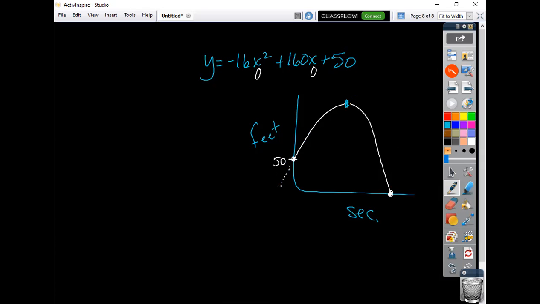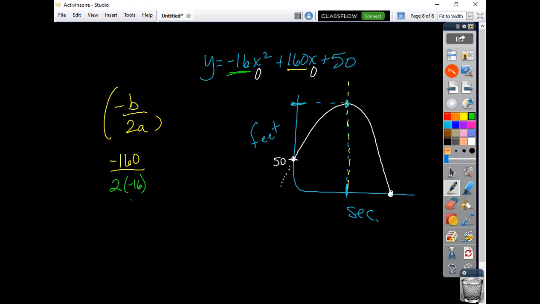So we're looking for the vertex. My time that it happens, the maximum height. So how do you find the vertex? Same thing we did on the last two problems. Negative b over 2a, that'll give us the axis of symmetry going down there through the vertex. So a negative b, b is 160, negative 160 over 2 times a. There's your a, negative 16. That would be the time that I'm at that maximum height on the vertex.